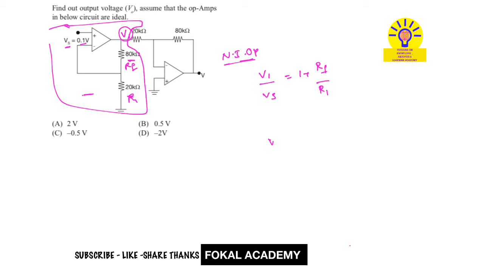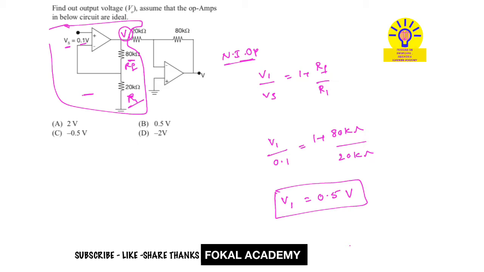V1 is what we are going to find. V1 by Vs, where Vs is 0.1, equal to 1 plus Rf by R1, where Rf is 80 kilo ohms and R1 is 20 kilo ohms. From this we'll get V1 equal to 0.5 volts. This voltage we are going to give as input to the second op-amp circuit, so V1 is given to the inverting terminal.